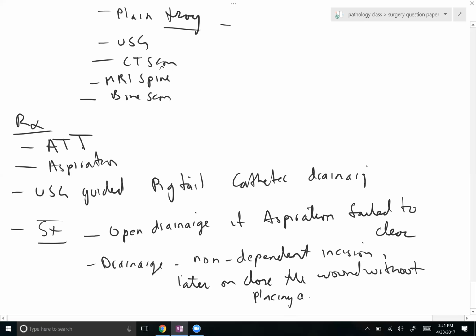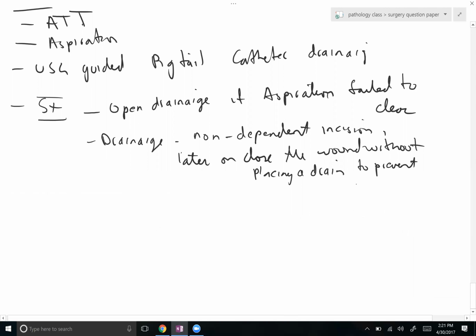Now, why are we not placing a drain? We do this to prevent sinus formation.